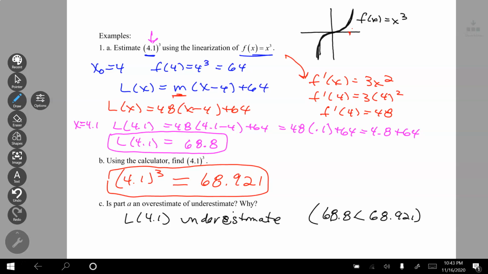But the real reason why, if you look on this graph, right here at 4, there's a point on the graph, and if you look on this curve, because the x cubed graph is concave up at x equals 4. That's why this is an underestimate. Okay, don't give me this 68.8 is less than 68.921. I understand that. That's true. I want a calculus reason why. We're trying to use calculus reasons to justify things.